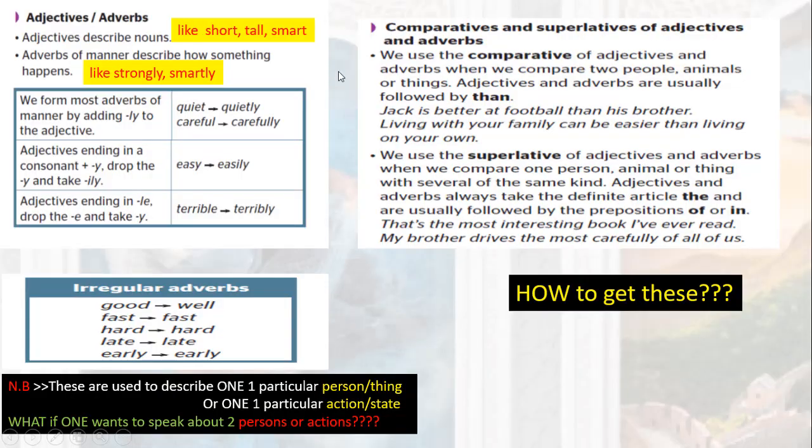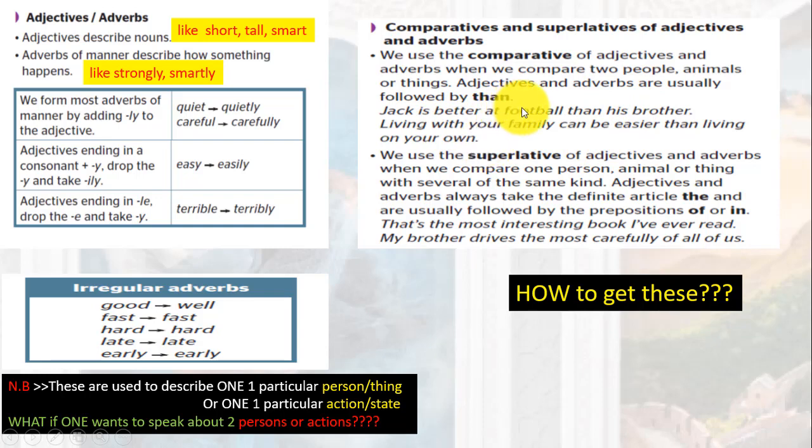Here are some rules related to comparatives and superlatives. We use the comparative of certain adjectives and adverbs when we compare two people, animals, or things. So adjectives and adverbs are usually followed by than, and here are some examples. Jack is better at football than his brother, and living with your family can be easier than living on your own.